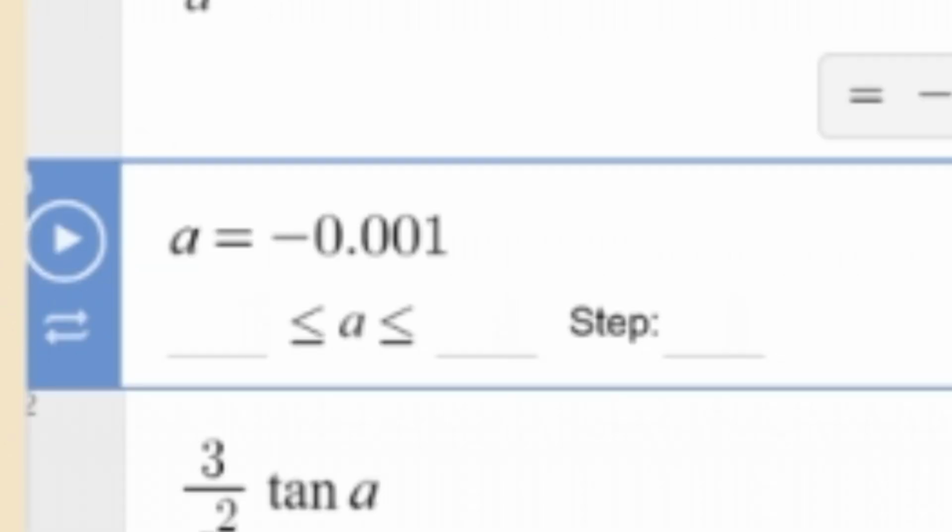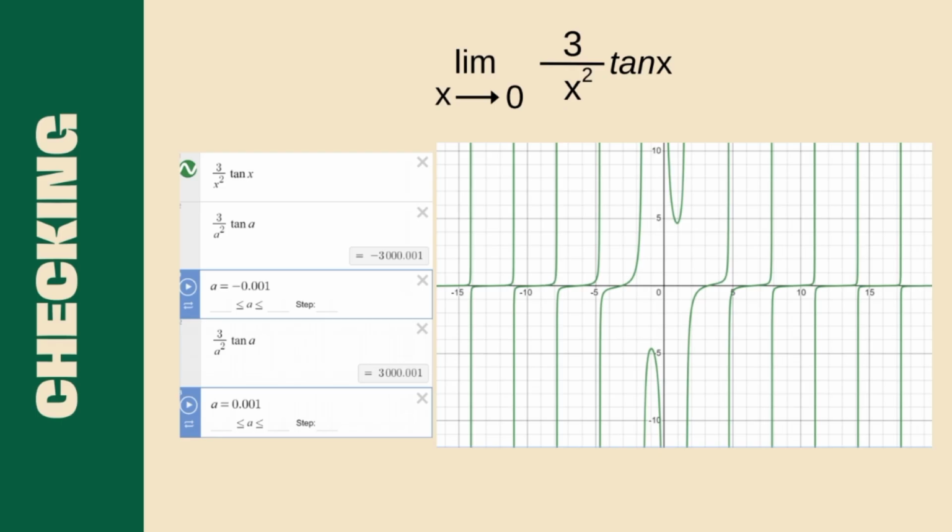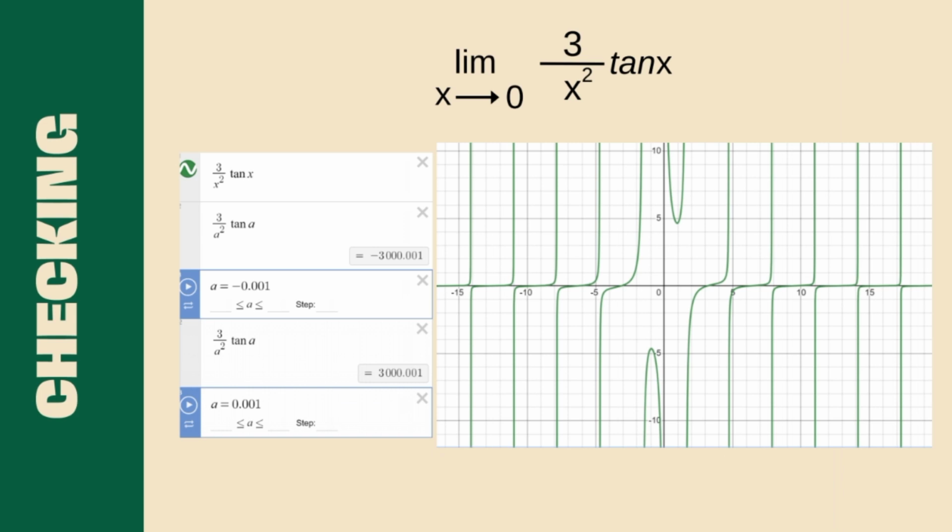0.001 and negative 0.001. It is shown that when we substitute 0.001 to the function, the answer that we will get is 3000.001. On the other hand, when we use negative 0.001, the answer will be negative 3000.001. The values that it approaches are too big, which are approaching infinity. This concept proves that the limit of the function 3 over x squared tangent x as x approaches to 0 is undefined or does not exist.